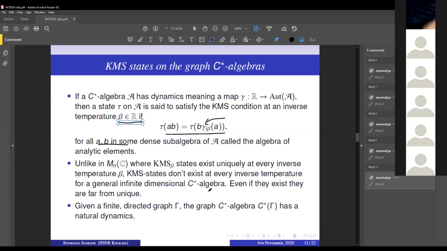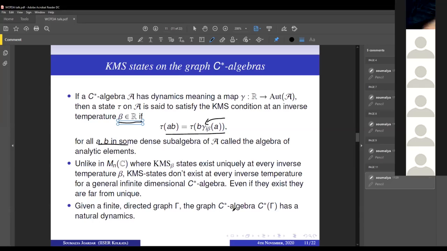Now we know what KMS states are on any general C*-algebra. Now we want to talk about KMS states on graph C*-algebras. For that, we first need dynamics on the graph C*-algebra, right? Then we can talk about KMS states. And by the way, one of the good things about graph C*-algebras is that a lot of the C*-algebraic properties are actually encoded in the underlying graph, in the underlying combinatorial data. So it makes life easier, as you have some handle on the study of those C*-algebras.